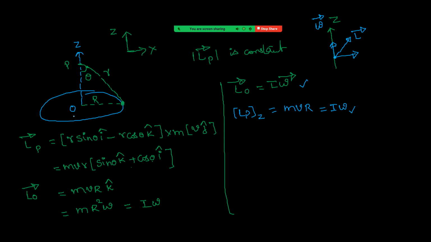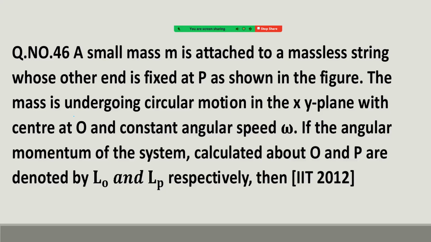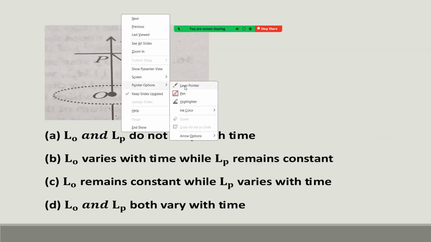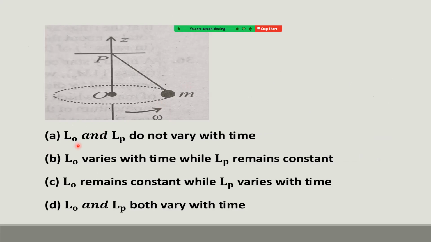Okay. Now see the options which are correct. L naught, LP do not vary with time. That is wrong, because the LP value changes. L naught varies, LP remains a constant. That is wrong. L naught remains a constant while LP varies with time. Option C is the correct one.